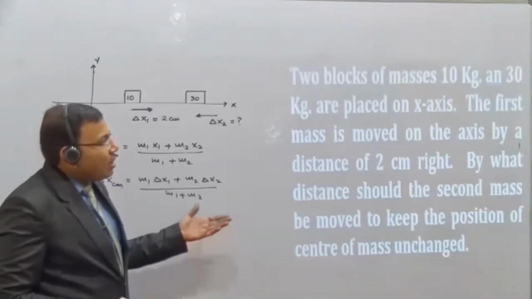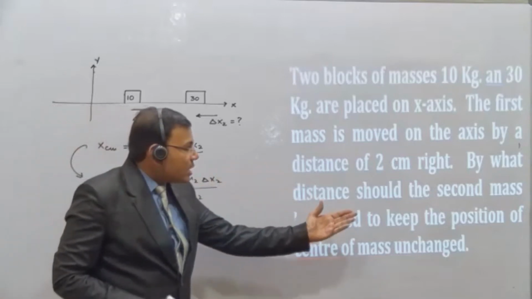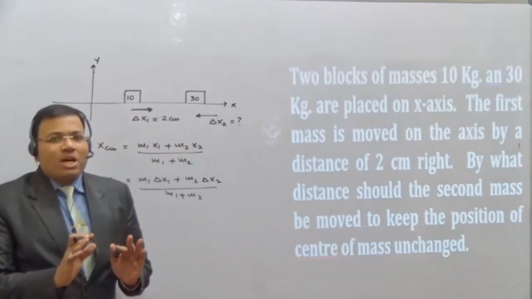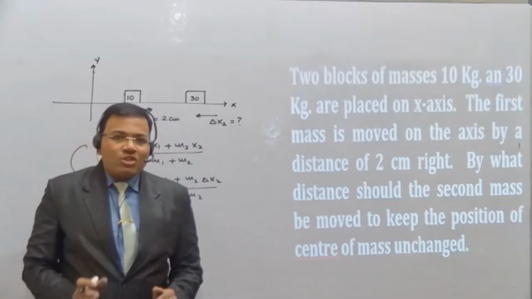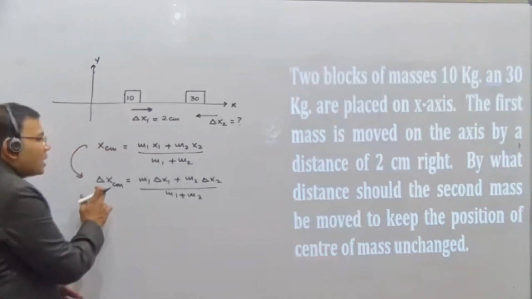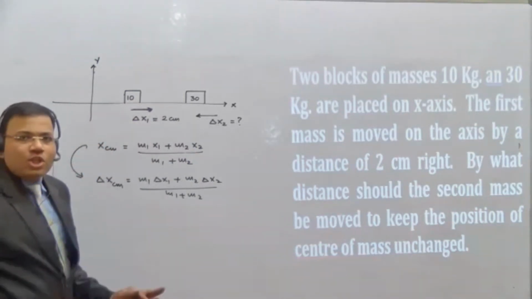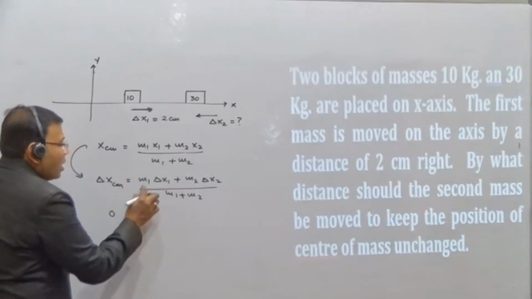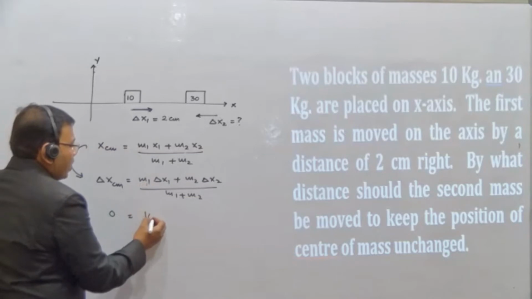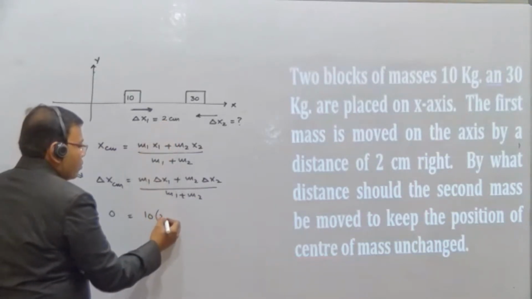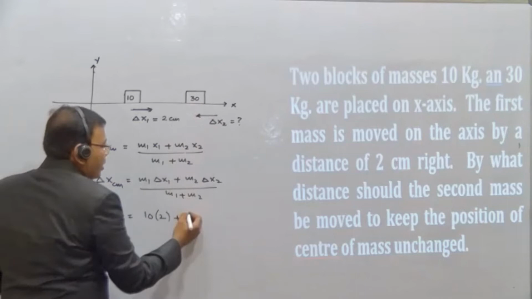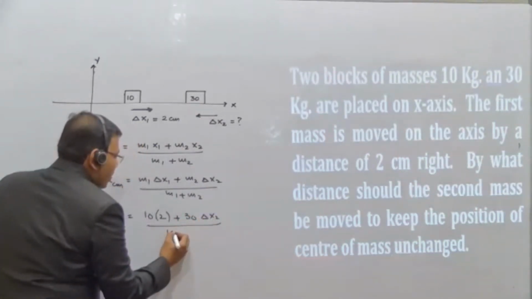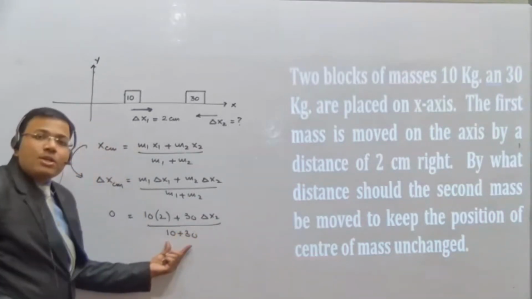क्वेश्चन क्या बता रहा है बेटा, what we are saying, by what distance should the second mass be moved to keep the position of the center of mass unchanged. मतलब सेंटर ऑफ मास चेंज नहीं होना, that means delta xcm must be zero. ये चेंज नहीं होना तो जीरो होना बेटा. तो what I do, I take this as zero is equals to m1. How much is m1, 10, delta x1 it is 2, plus m2 it is 30, and we don't know delta x2, we need to calculate by m1 plus m2, 10 plus 30. Now 10 plus 30 is how much, 40.